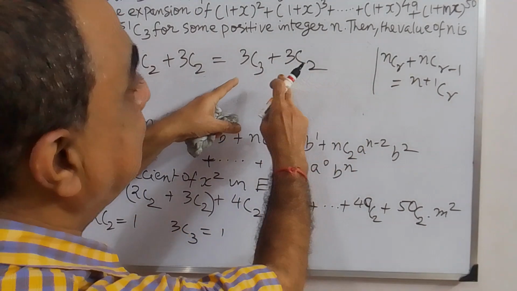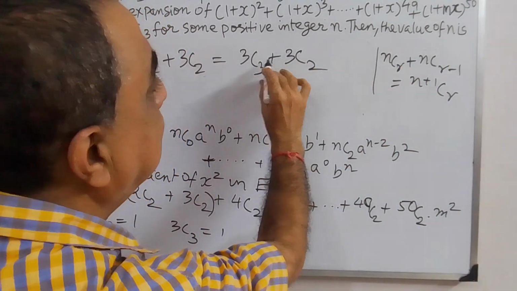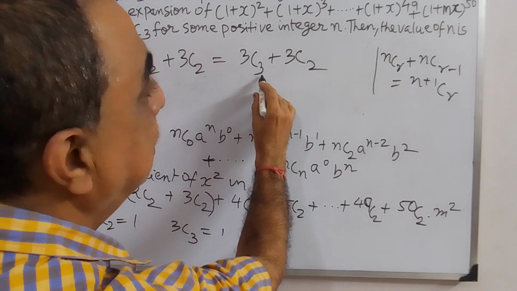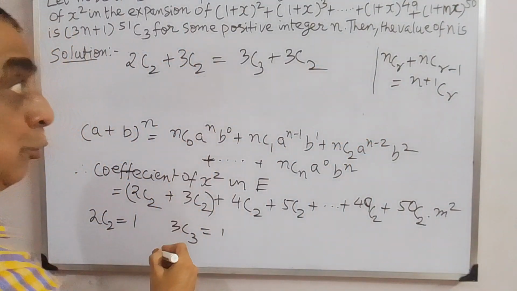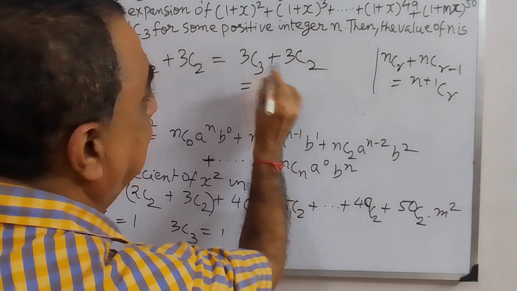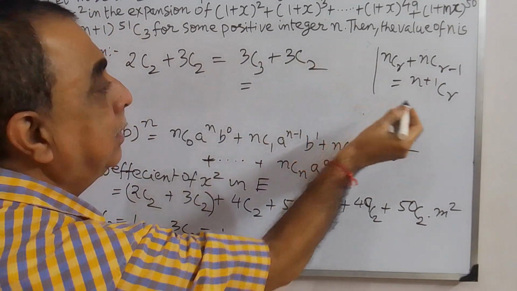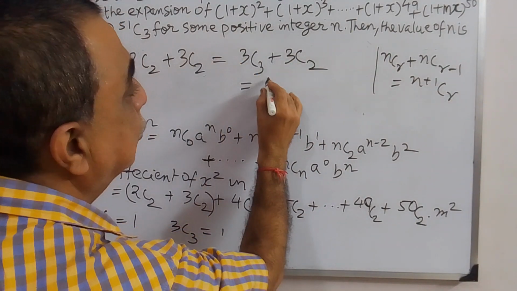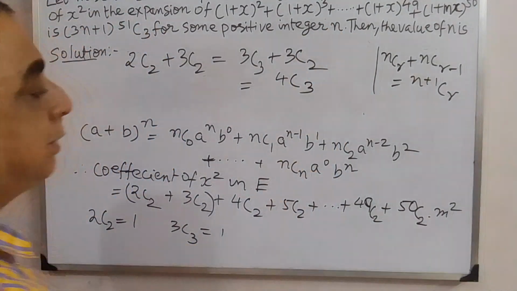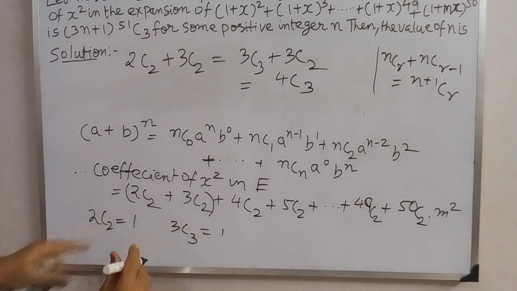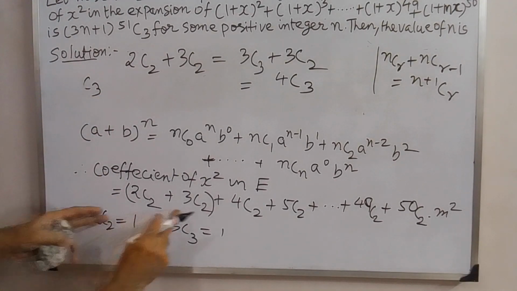So what are we seeing here? Here n is 3 for both, and here it is r value, here it is 3 and here it is 3 minus 1, that is 2. Okay, so what will be the value of this? The value of this will be (n plus 1)Cr. So n is here 3, so 3 plus 1, that is 4Cr, that is 4C3. So the value of this will be 4C3.